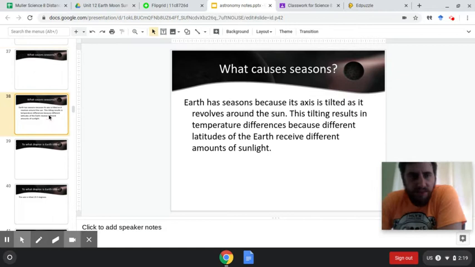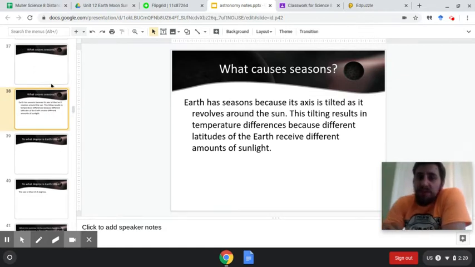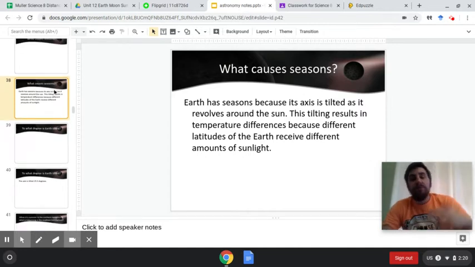What causes the seasons? Like we talked about several times, Earth has seasons because it tilts. Its axis is tilted as it revolves around the sun. This tilting results in temperature differences because different latitudes, or different spots on the Earth, right? So low latitude, middle latitude, high latitude of the Earth receive different amounts of sunlight.